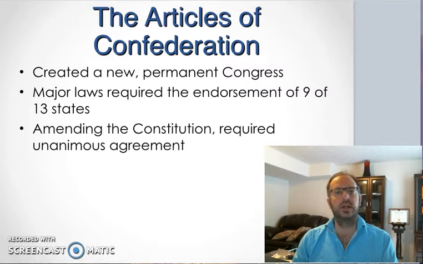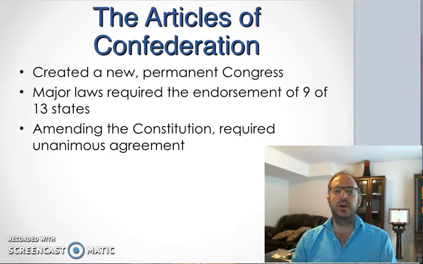With all of this in mind, the Second Continental Congress created what's known as the Articles of Confederation. The basis of this document was a highly decentralized government, with a national government given limited authority by the states. These articles created a new permanent Congress to replace the Second Continental Congress, a sort of ad hoc group of people getting together to deal with one task. In this new permanent Congress, each state received one vote.